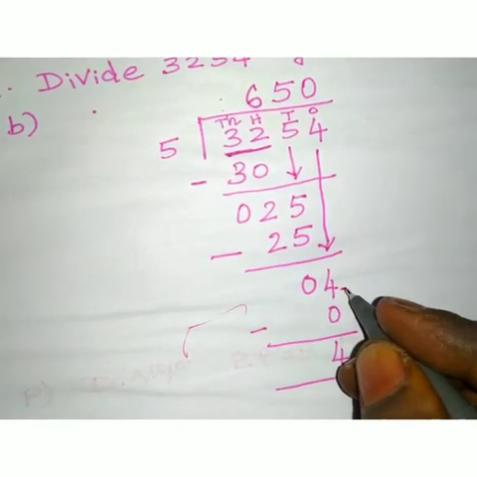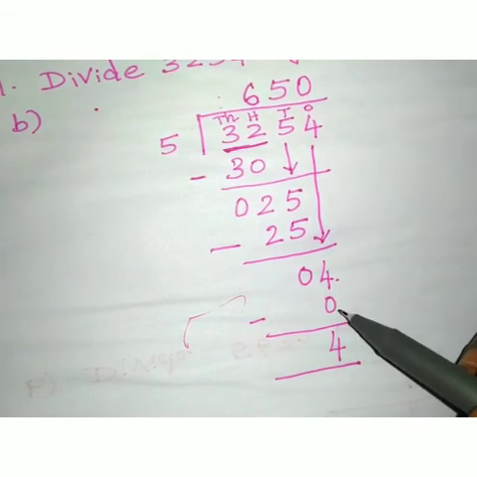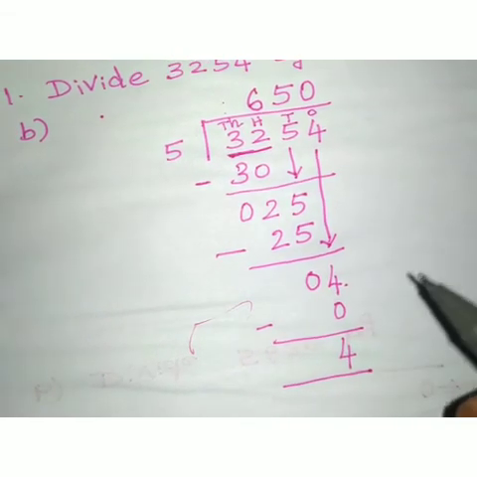This 4 is not a remainder. We brought it down from the dividend. Now after subtraction we got the answer as 4. This is called a remainder.